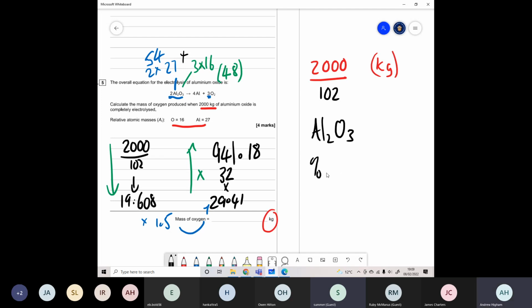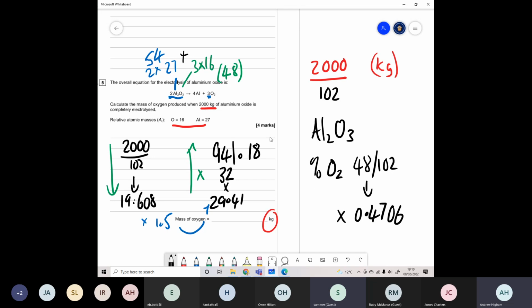we can do a percentage mass. So the percentage of oxygen in that is 48 out of the 102, which is basically, what are we looking at there? 48 out of the 102. It's going to be just under 48%, isn't it? So 48 out of the 102, 47. So that would give us 0.4706. Okay, that's a decimal.